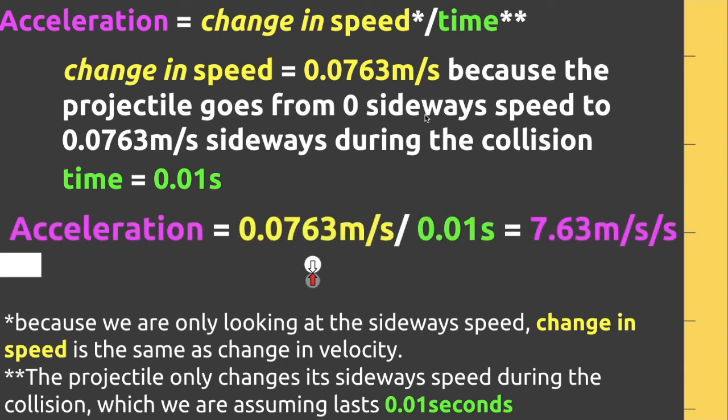So our acceleration is just that change in the sideways speed divided by 0.01 seconds, and we get 7.63 meters per second squared. So that's how much the speed is changing over time. And that amount of time is that 0.01 seconds, because after that collision time, it's going to move at a constant speed sideways, because hopefully there are no more forces acting upon it.